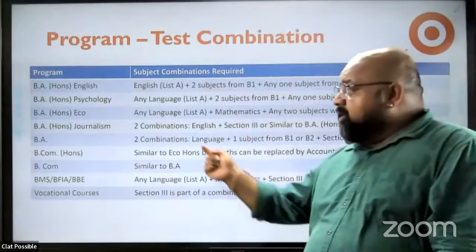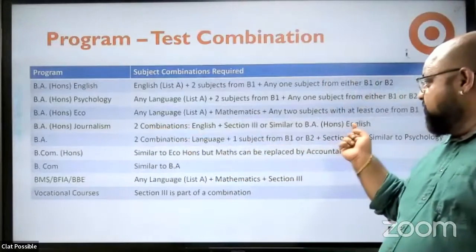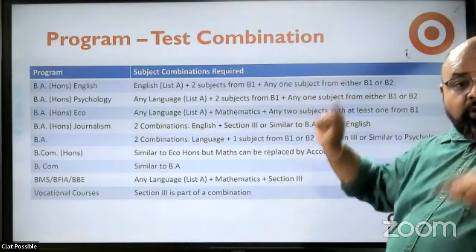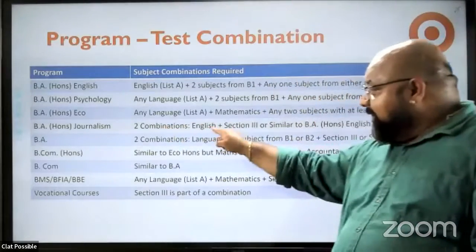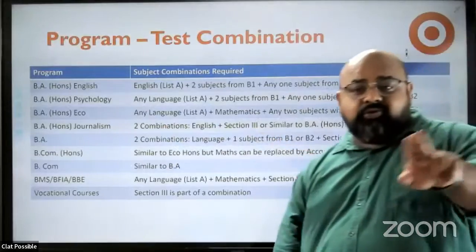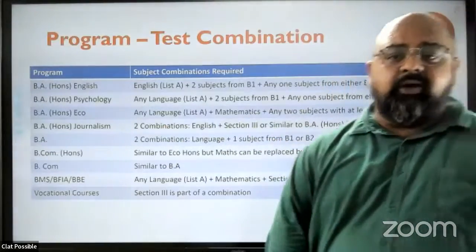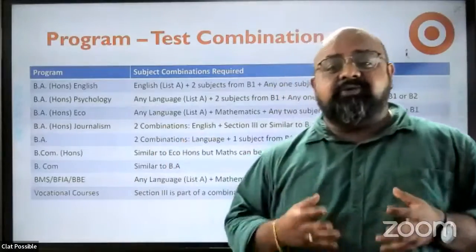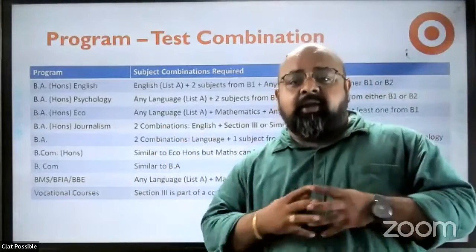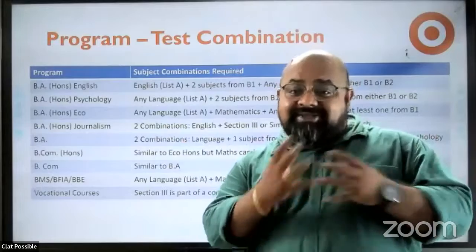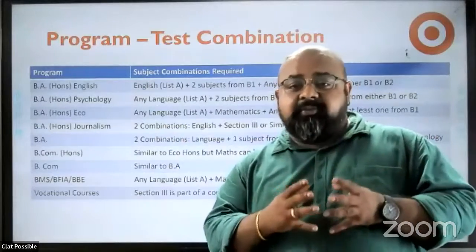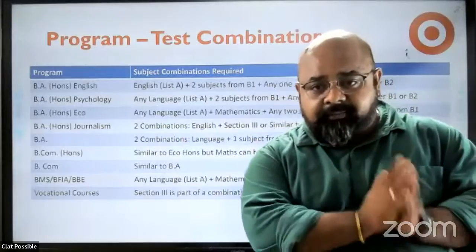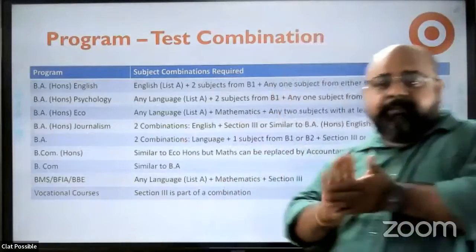If you're applying for journalism, again, there are two combinations. One is similar to BA honors English, so this subject combination, or you can look at English plus section 3. These two scores combined, you can apply for the BA honors journalism program as well. So even if one of your tests does not go as planned and you're not able to do very well in the exam, there is a separate combination possible through which you can apply to a similar program that you were looking at. So section 3 might help you do that.